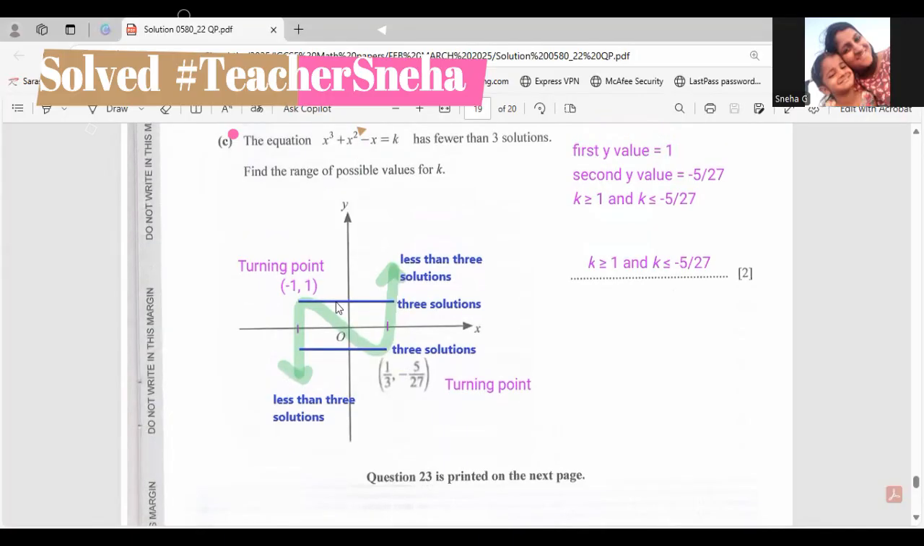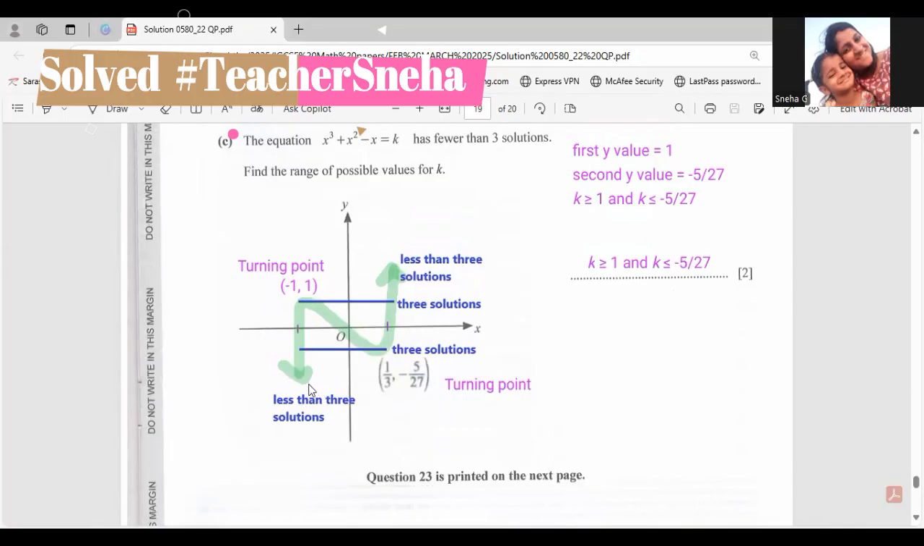So moving with the graph where you take x values which are greater than 1 in this point. If in this turning point y was equal to 1, when you move the graph ahead, you get only two values, meaning less than three solutions when the graph is moving up. So the k values have to be greater than or equal to 1.